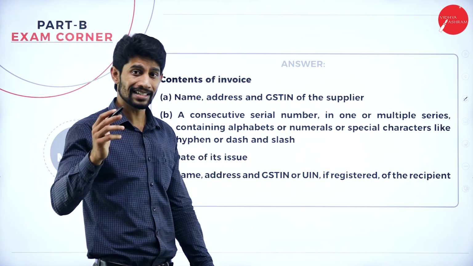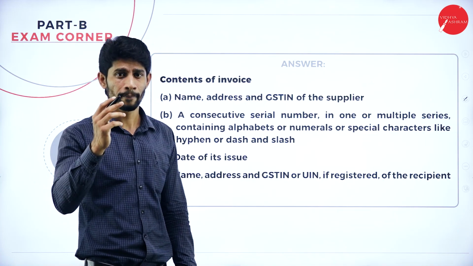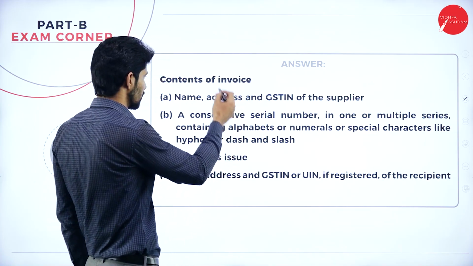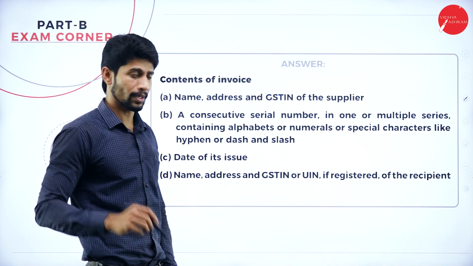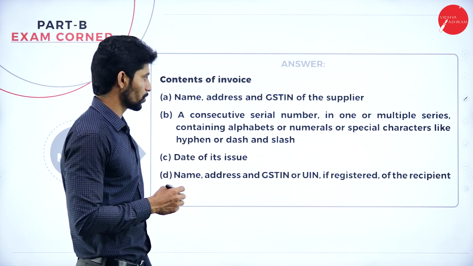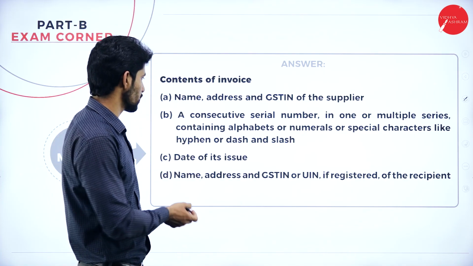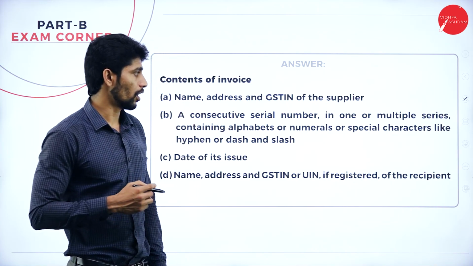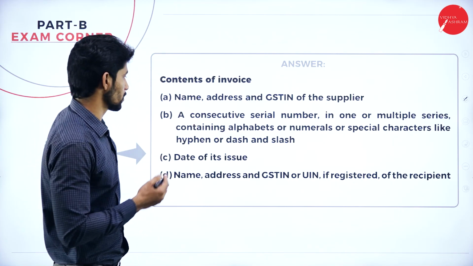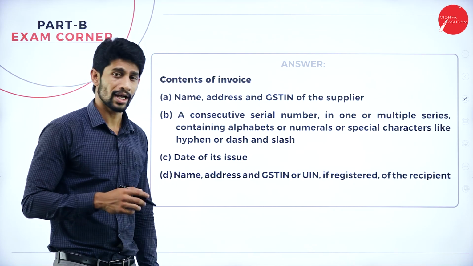So what all the content can you find in your invoice? You can find the name, address and GST number of the supplier, and a consecutive serial number, which is one of multiple series containing alphabets or numerals or special characters like hyphen or dash and slash.